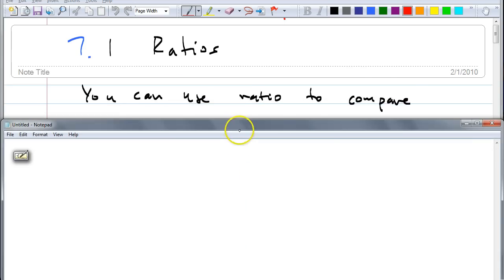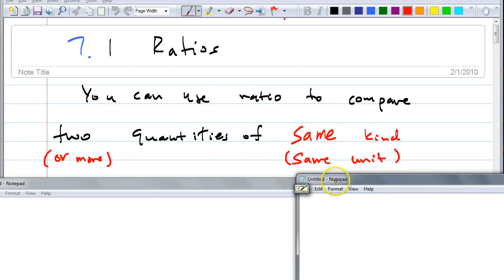You can use ratio to compare two quantities of the same kind. If they're the same kind, you also have to have the same units, like days to hours or things like that. Even though they're the same kind, we're talking about length of time, you have to have the same units when you're talking about ratios. And it could be not only two quantities, but two or more. The ratio doesn't have to compare two things. It could be three. So write this down. You can use ratio to compare two quantities of the same kind. And remember that you have to have the same unit, even if they may be the same kind.